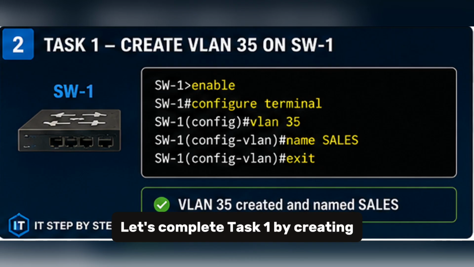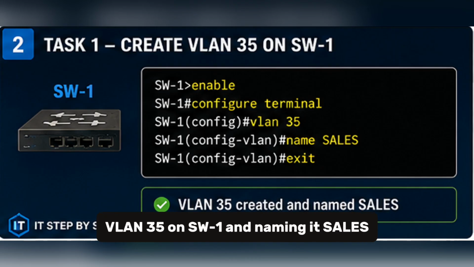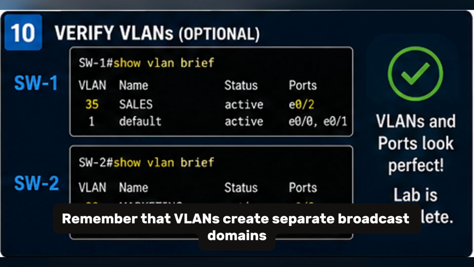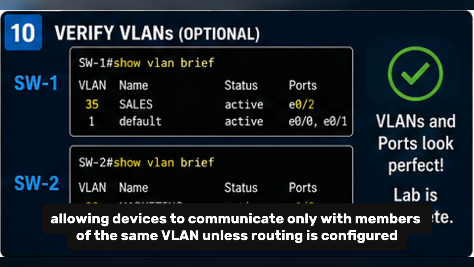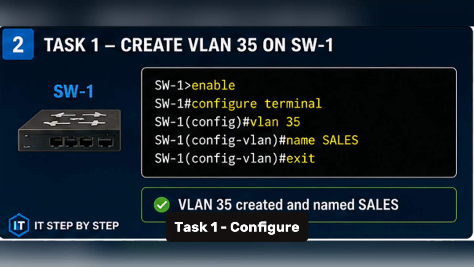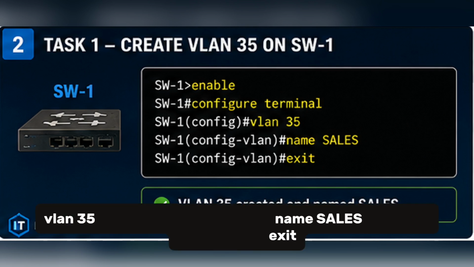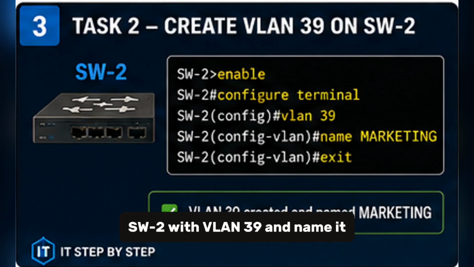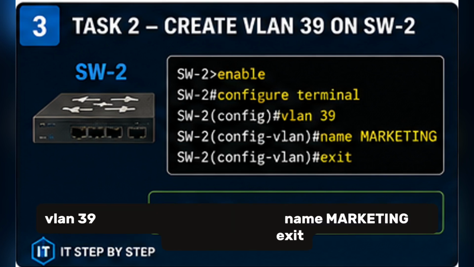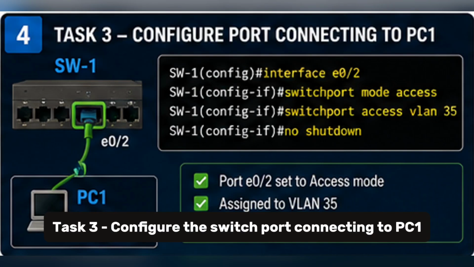Let's complete task 1 by creating VLAN35 on SW1 and naming it sales. Remember that VLANs create separate broadcast domains, allowing devices to communicate only with members of the same VLAN unless routing is configured. Task 1. Configure SW1 with VLAN35 and name it sales. VLAN35, name sales, exit. Task 2. Configure SW2 with VLAN39 and name it marketing. VLAN39, name marketing, exit.